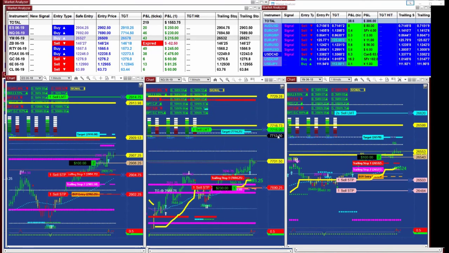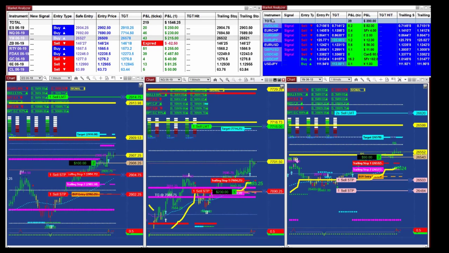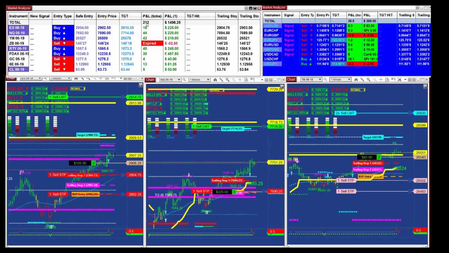This is one more example. Also, if you look at the Forex, this one is also based on 1 minute, and now we have 38 pips, and right now, based on one contract in the market analyzer, you see it is 215 on the market analyzer.